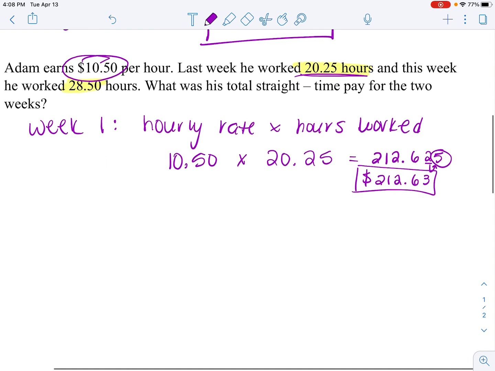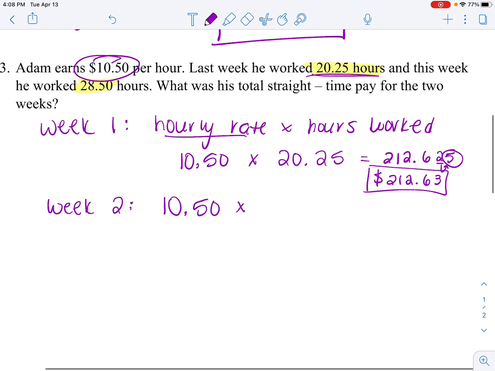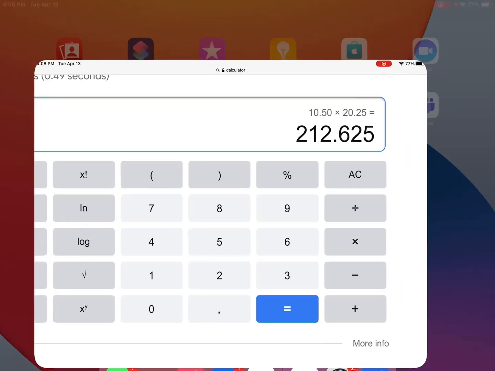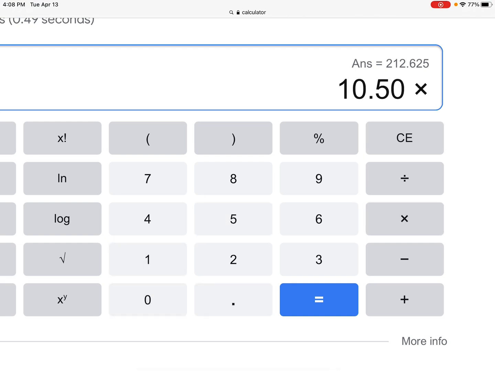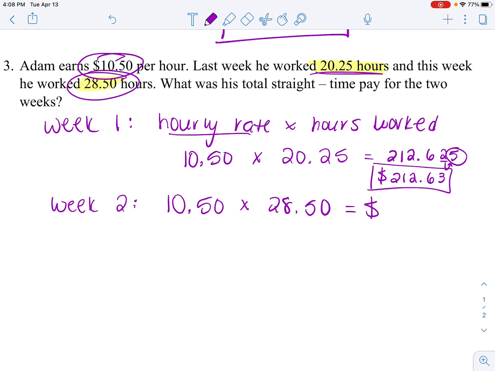Week 2, same formula. Hourly rate is staying the same. It's still $10.50, but this time he worked how many hours? It wasn't 20.25, it was 28.50. So we're going to multiply once again. 10.50 times 28.50. So we don't have to round, thankfully, so we get to keep this number the way it is. $299 and 25 cents. Okay, a little sloppy, I'm sorry.